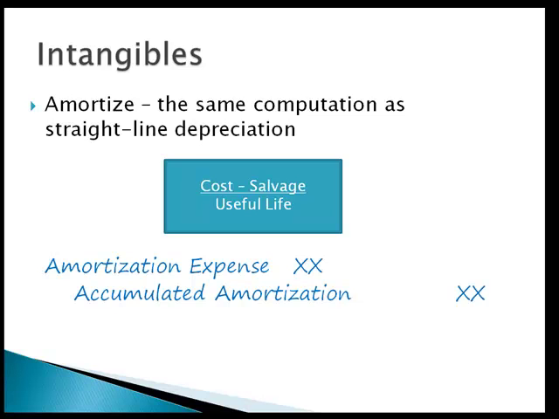I don't want you to worry about those. What I want you to worry about is the big picture here, and how you record this amortization expense. It's the same computation as straight line: cost minus salvage over the useful life. That's going to give you a straight line amortization every year. And it's recorded just the same as depreciation, but you replace depreciation with the word amortization. So amortization expense and accumulated amortization.